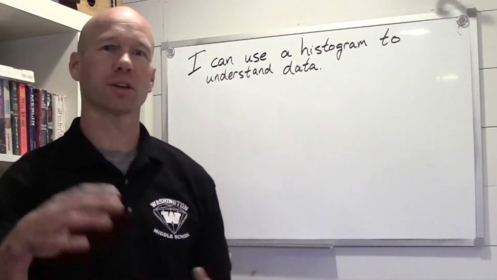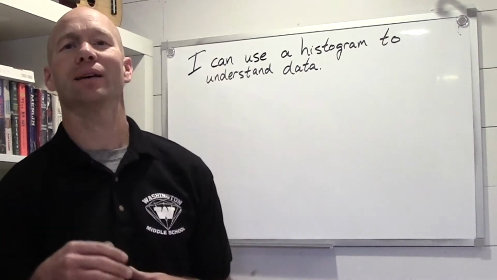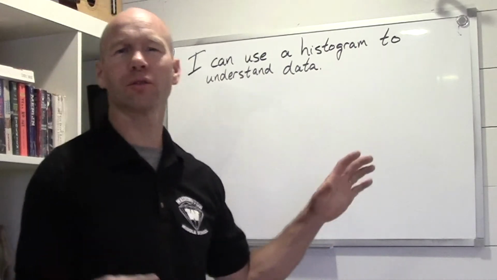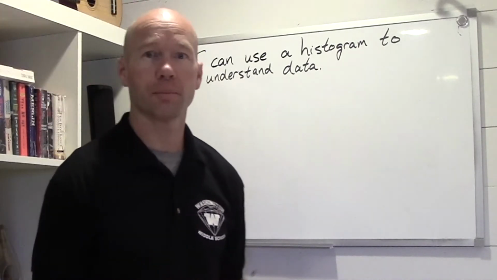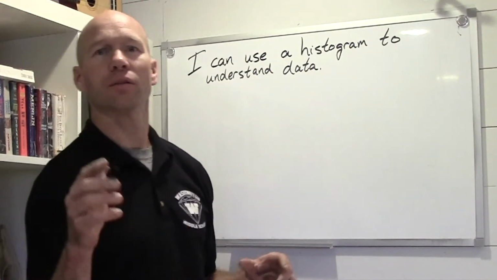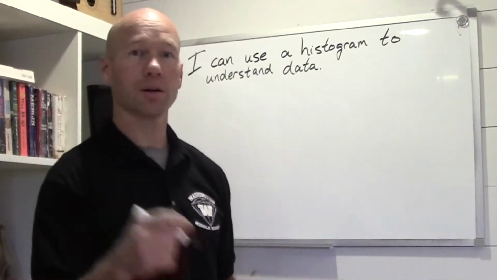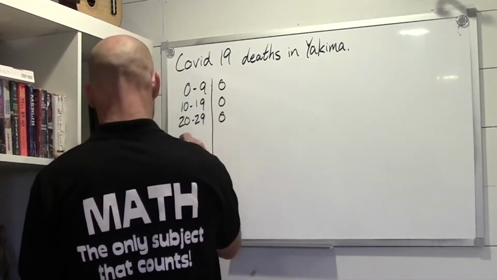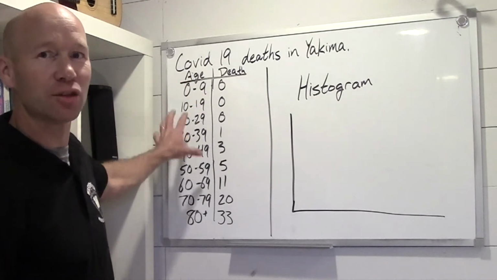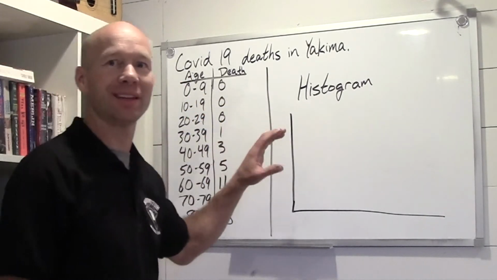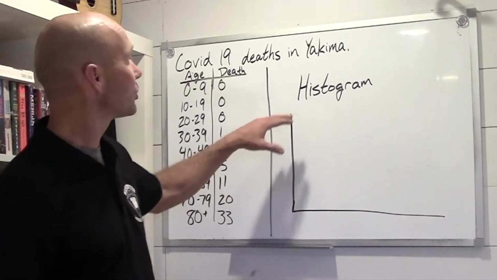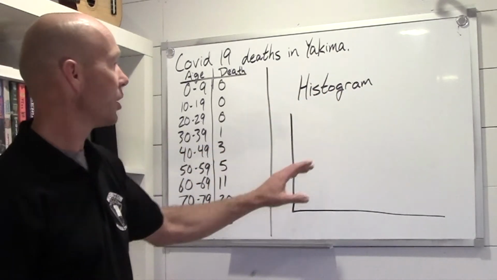Last night I was looking at stuff to make this, and I thought, why not look at a histogram of deaths from COVID-19 in Yakima Valley. This information is from 7 days ago, but I'm going to create a histogram with the values of what's going on in Yakima County. We have the age ranges and the number of people in that age category that have died from COVID-19. So now we are going to create a histogram of that data.